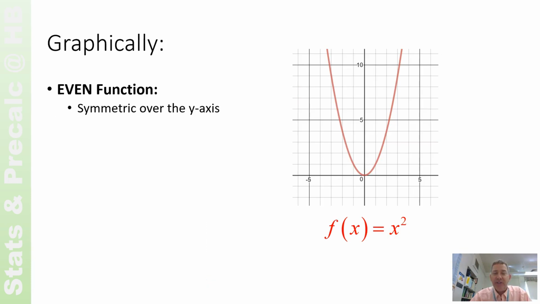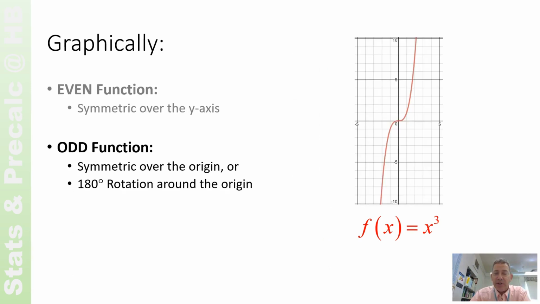An even function is symmetric over the y-axis. You have a point here. It's going to correspond with the point there. They are going to be symmetric. An odd function, on the other hand, is symmetric over the origin, or a 180-degree rotation about the origin. If you take a point like that one, and you rotate it down here, it'll be the same point on the opposite side of the origin.